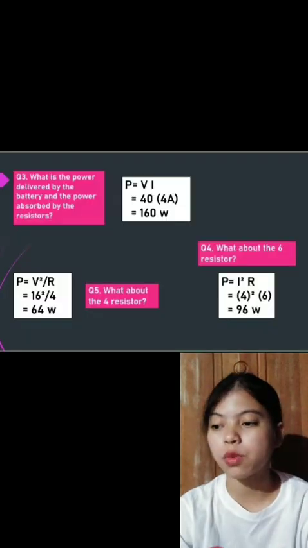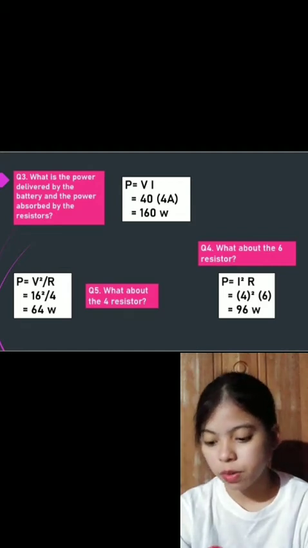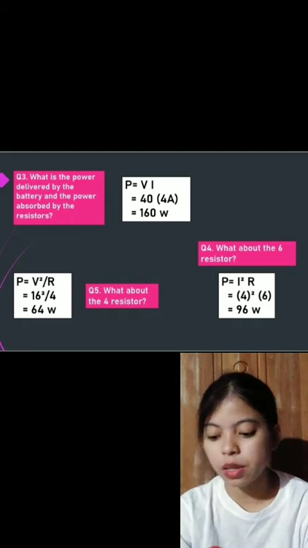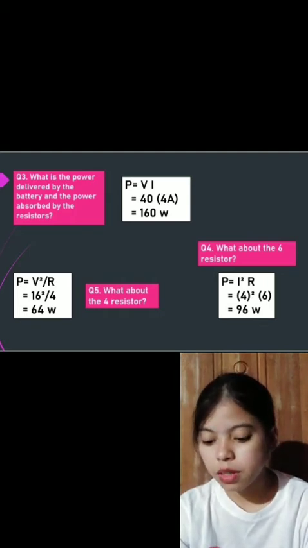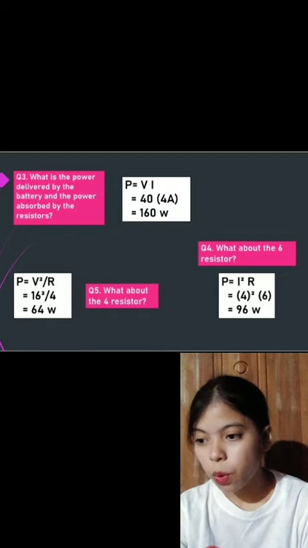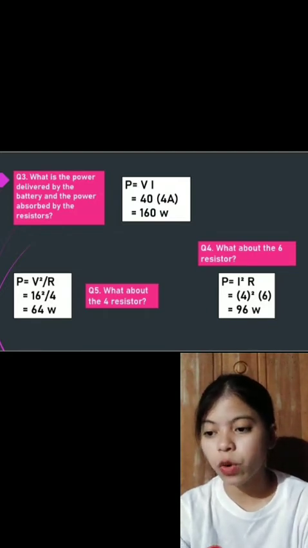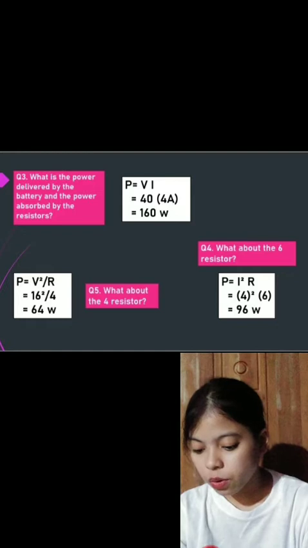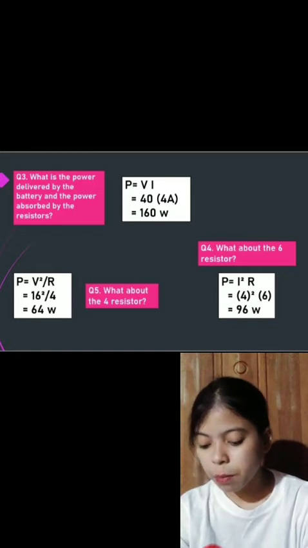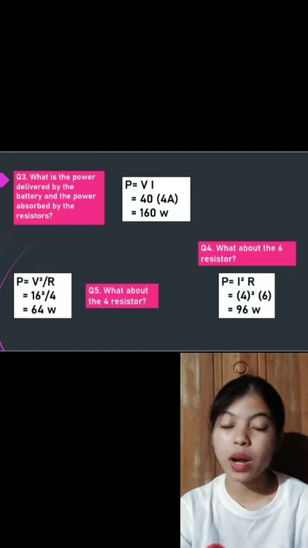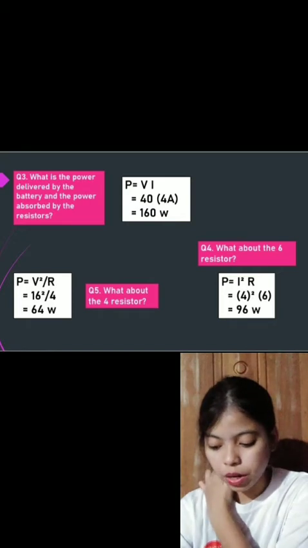So what is the power delivered by the battery and the power absorbed by the resistors? Power is equal to voltage times current. So P equals V times I. So we'll get 40 times 4 amps, which is equal to 160 watts. So the battery delivers 160 watts of power.